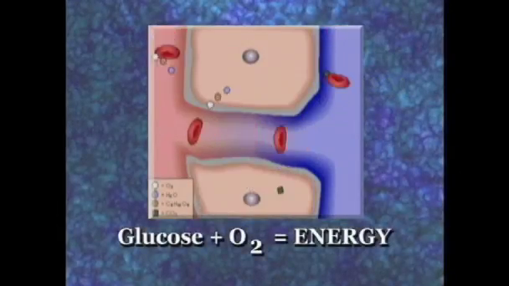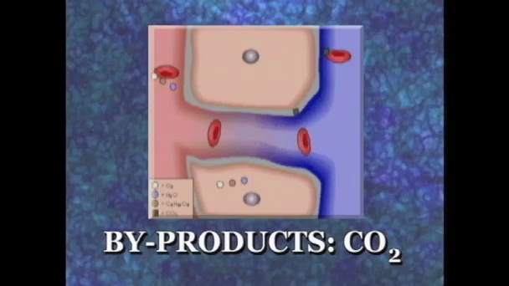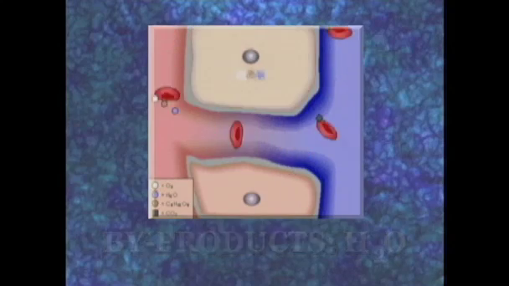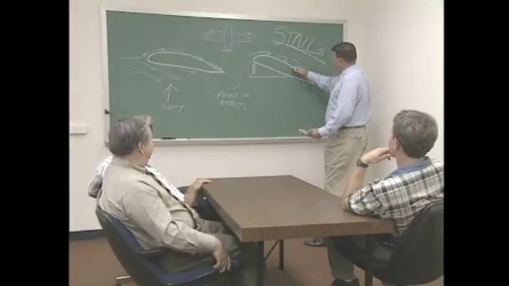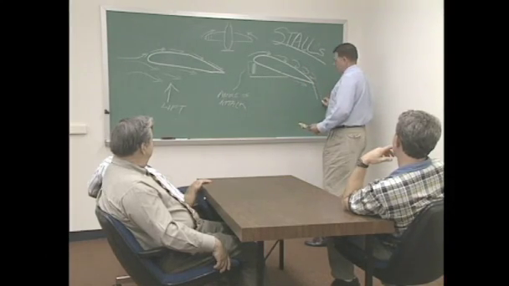This process converts glucose, blood sugar, and oxygen into energy. Carbon dioxide and water are byproducts of this chemical reaction. The carbon dioxide must be removed from the body. So you may be wondering, what does all this have to do with me flying an aircraft? As a pilot, you study aerodynamics and how the laws of physics act upon the wing.